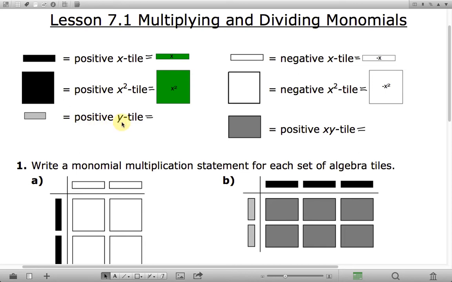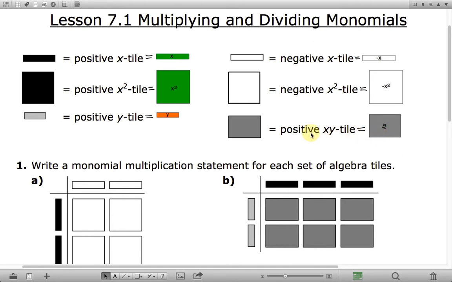Next we have the positive y tile, which is y units long and 1 unit wide. It's shaded in so it's positive, and in the textbook, that will be orange. Next we have the xy tile, and it is x units long and y units wide. Here it's shaded so you can tell it's positive. And this is what it looks like in the textbook. Also gray.